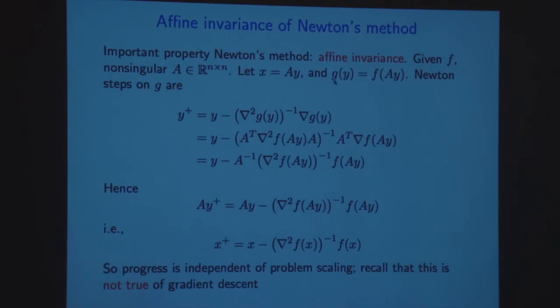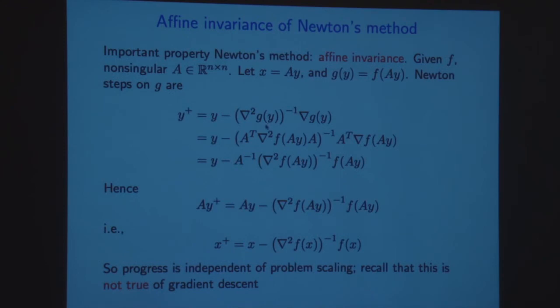So I'll define the function g of y to be f of Ay. Then what does the Newton step on g look like? It's just, by definition, given by y minus the inverse Hessian times the gradient, this time of g. Suppose, like I said, I'm doing this all with respect to g.